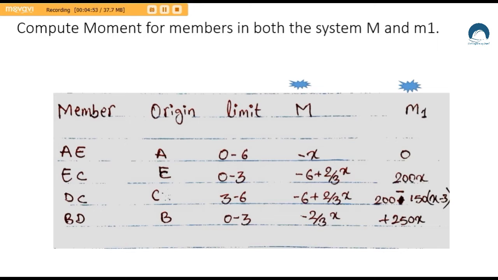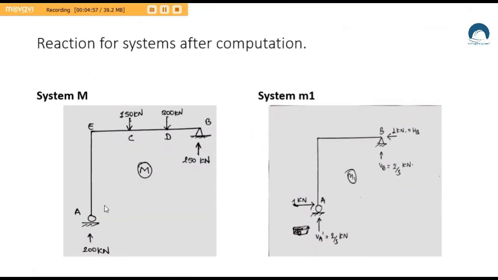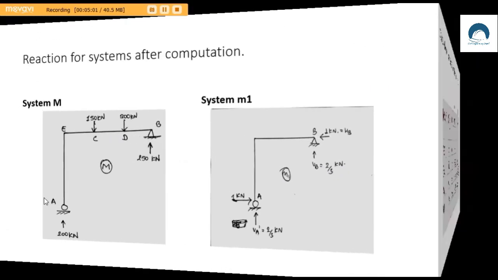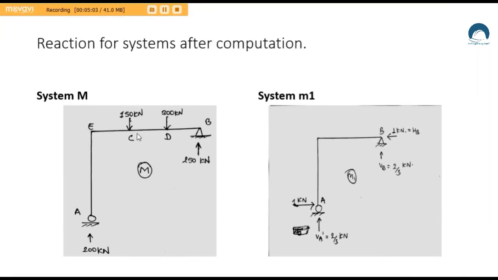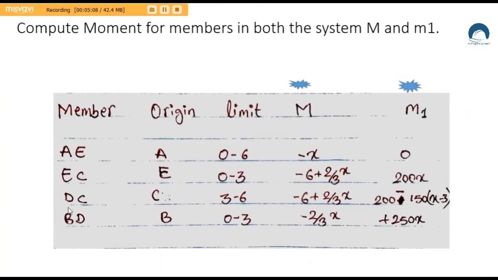Here we have to calculate moment for all the members, that is, here are members AE, EC, CD, and DB. Now for AE, EC, DC, and BD, we have to calculate the moment for both the systems, real system and dummy system, taking their respective limit and origin as per our easiness. Limit is fixed, whereas the origin can be taken as per our easiness or as per our desire.